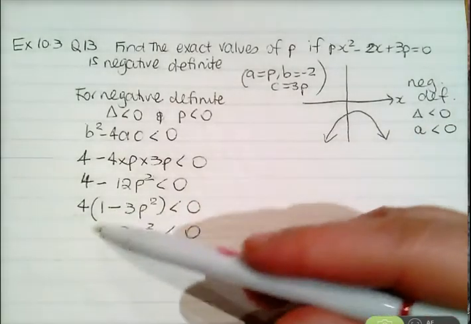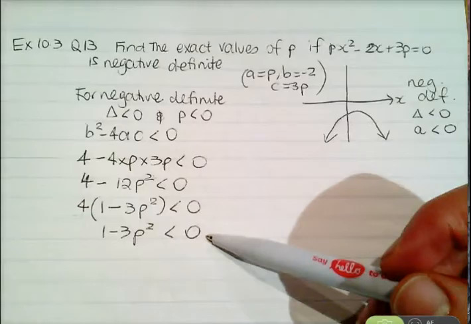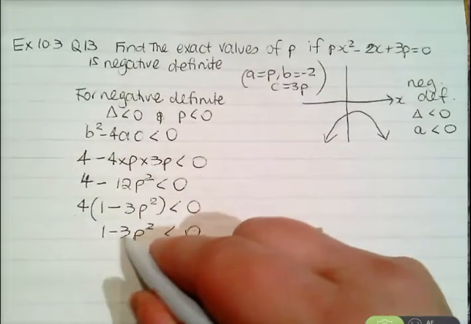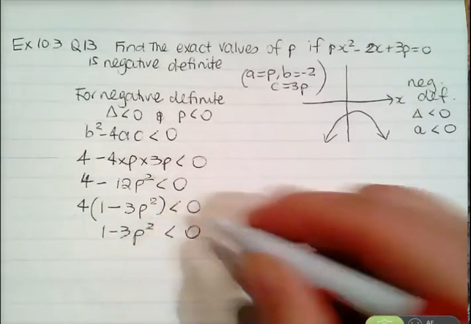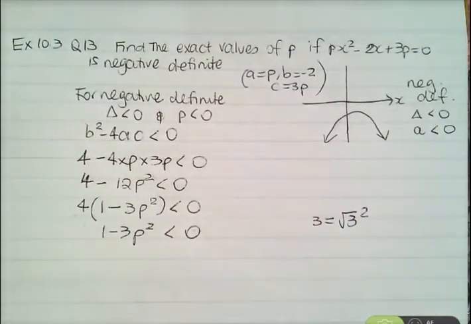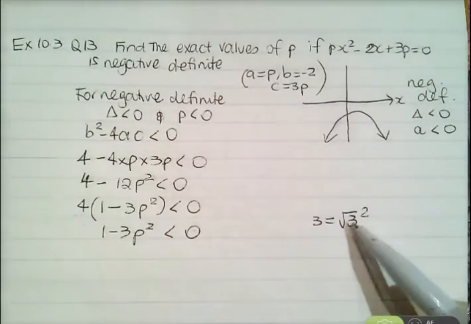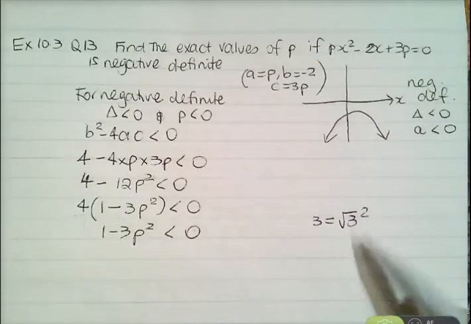Now, this is almost looking like a difference of 2 squares. I do want to factorize this. You can actually write any number as a square number, because if I look at 3, it's really root 3 squared. So I can write 3 as a squared number because it's root 3 squared. For example, 5 will be root 5 squared, 7 is root 7 squared.